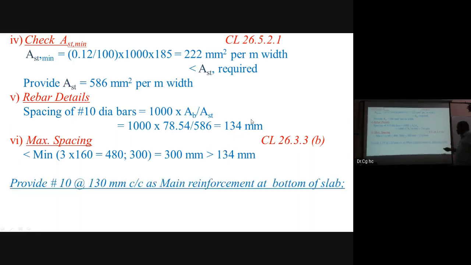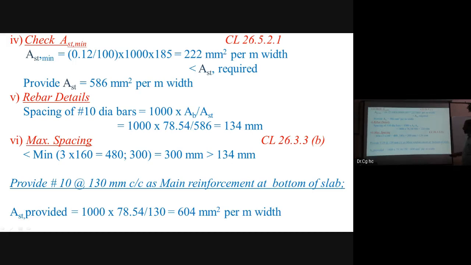So provide 10 mm dia bars at 130 mm center to center as main reinforcement at the bottom of the slab. That is how we need to provide. Therefore, AST provided in 1 meter comes to 604 mm square. What we calculated was 586, which is sufficient. After this we round off to the higher number. Therefore, with 130 millimeter spacing center to center, we get 604 millimeter square.